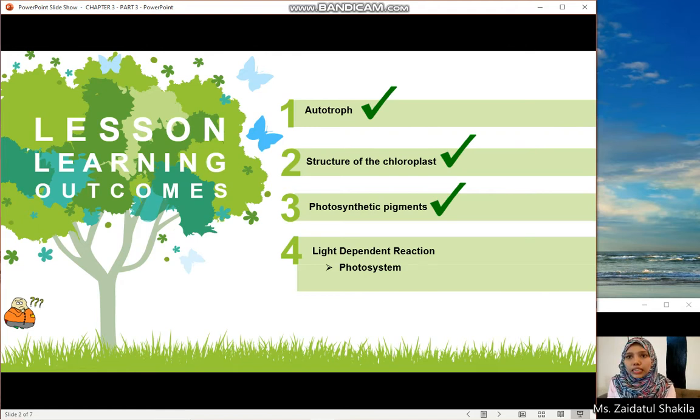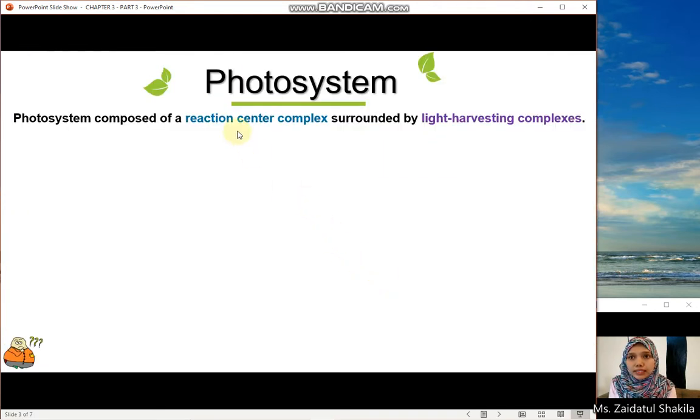So first of all, let's see a system that is involved in the light-dependent reaction. It is called photosystem. A photosystem is composed of two complexes. Number one is the reaction center complex. Number two is the light-harvesting complex.